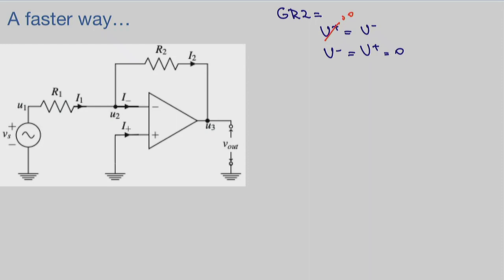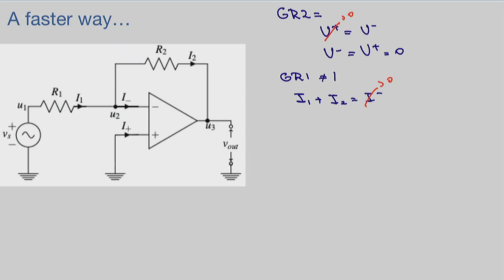Now, because it's an amplifier, we know that golden rule number 1 also applies. And golden rule number 1 is going to tell you that I1 plus I2 equals I minus, right? We did that. And by golden rule number 1, we found that I minus equals 0.